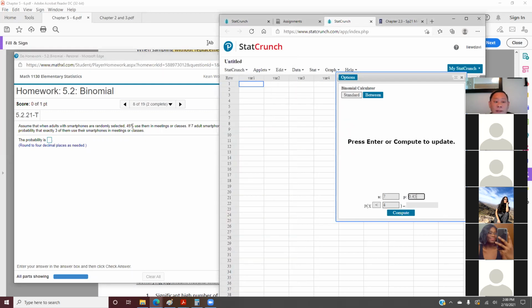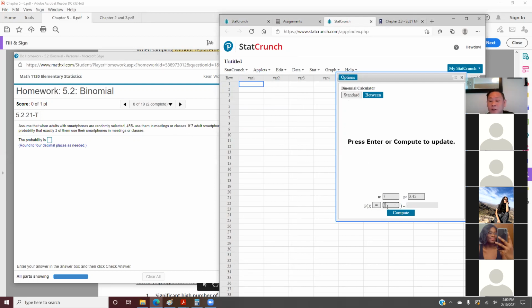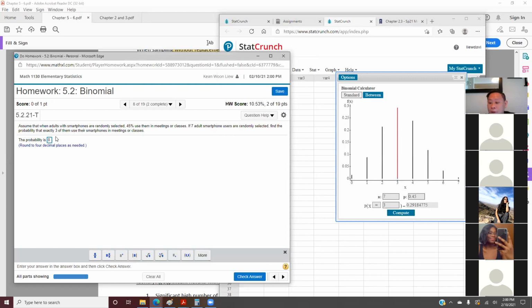Okay. Exactly 3. What symbol do we use for exactly: less than, greater than, or equal to? Equal to, and then you put 3, because it said exactly 3. You hit compute, and that is your answer here: 0.2918. You guys okay here?